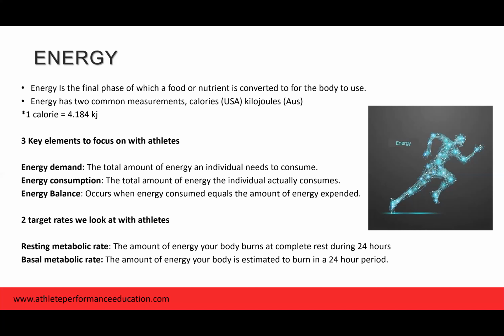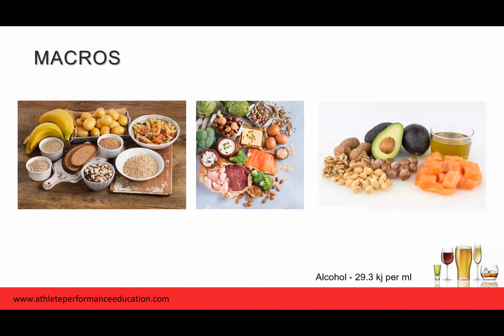The basal metabolic rate takes into effect daily activity. So it looks at the amount of energy your body's estimated to burn in a 24-hour period based off general daily activity. This takes into consideration height, weight, daily energy expenditure based off if you're lightly physically active or heavily physically active, and provides sort of a rolling estimate on what you're expected to burn.